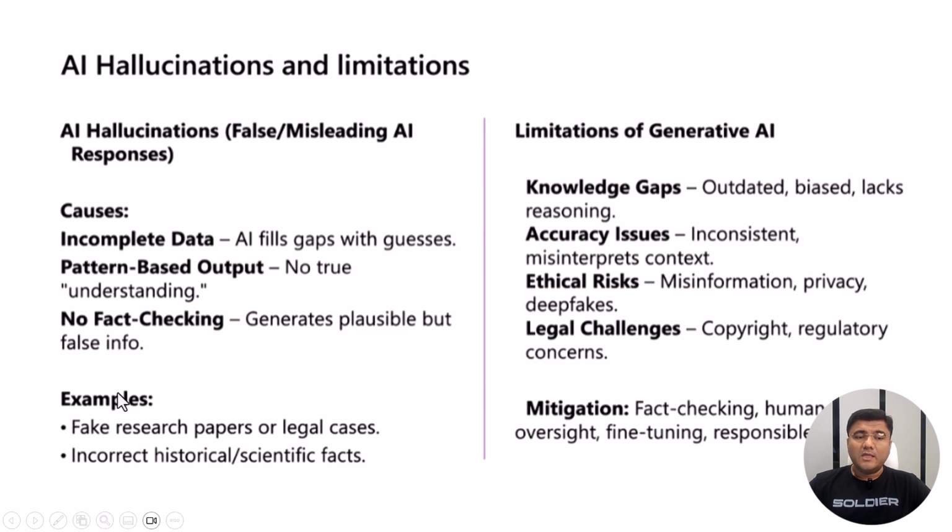Now, there are so many cases also in which incorrect historical and scientific facts were generated, and these are common issues with generative AI. Because of all these limitations, which can be created because of knowledge gaps or accuracy issues, or maybe certain ethical risks, we should be familiar with this kind of thing. Because misinformation, privacy issues, and even deepfakes are some of the common issues of AI.